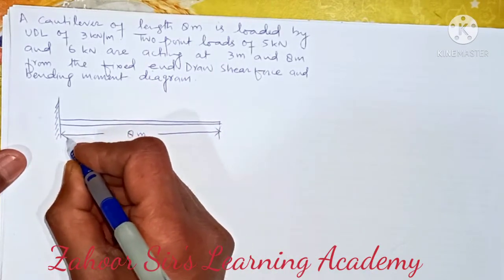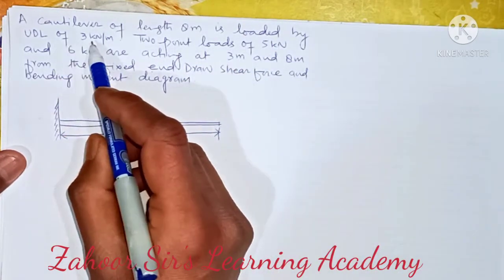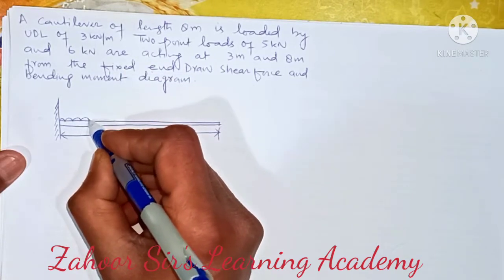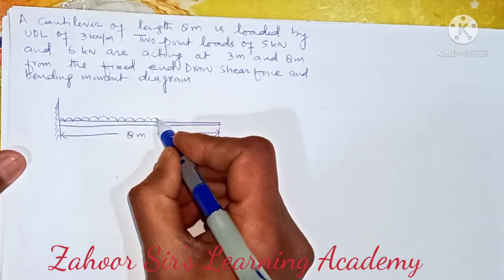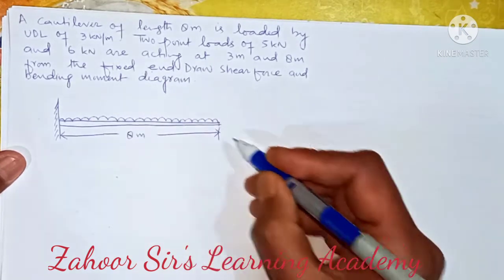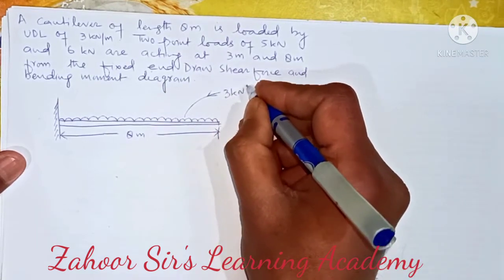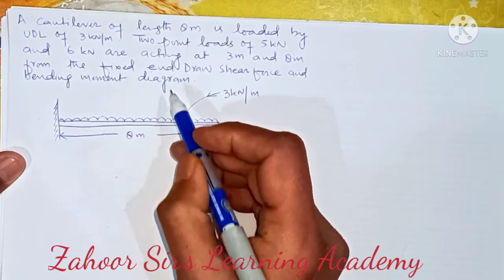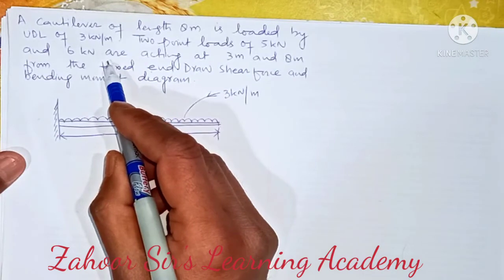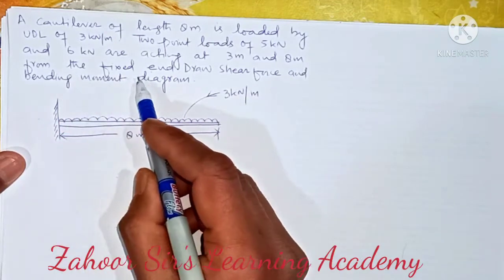So the length of the beam is 8 meters and it is loaded with the UDL of 3 kilonewton per meter. This is the graphical representation of UDL on the cantilever, and the magnitude of this load is 3 kilonewton per meter. And there are also 2 point loads of 5 kilonewton and 6 kilonewton acting at 3 meter and 8 meter from the fixed end.